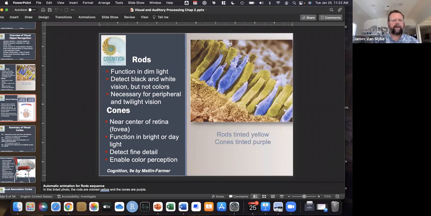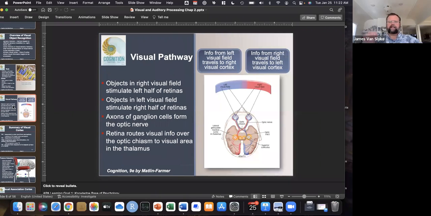Now, the basic visual pathway is that information that enters into your right eye is processed by the left side of your brain, and information that enters into your left eye is processed by the right side of your brain. So the information goes in, crosses what's known as the optic chiasm, moves through the lateral geniculate nucleus in the thalamus, and then moves into area V1 of the occipital lobe.